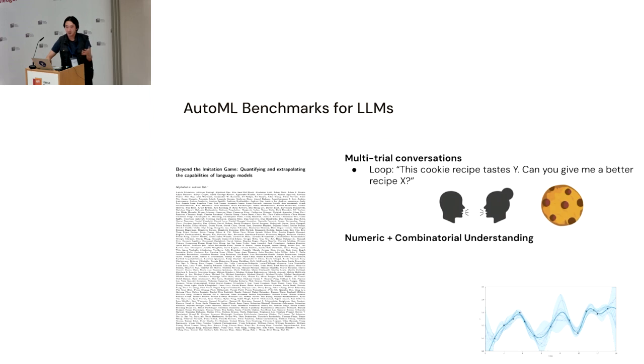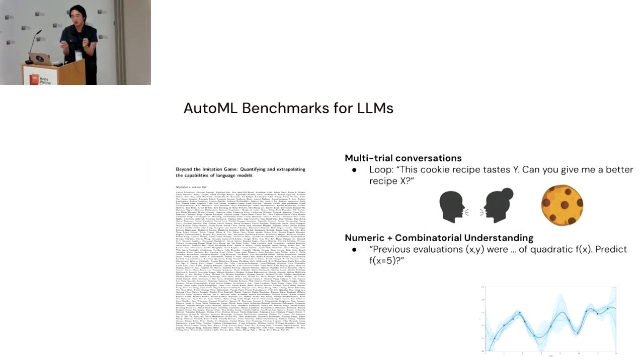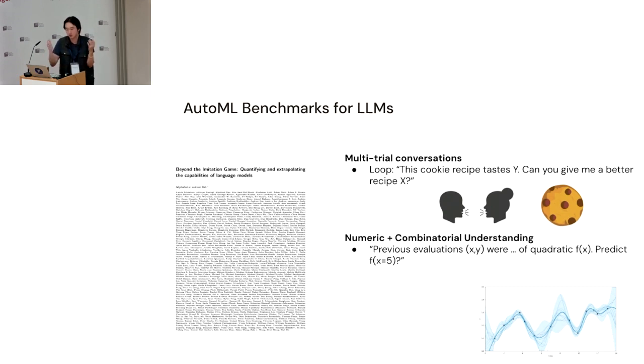Another case would be numeric and combinatorial understanding, where you can provide more numeric data, rather than just symbolic math, which is the predominant test bed currently. For example, previous evaluations of some function were this, and that, of some quadratic function. Can you predict the output of this function at x equals 5, let's say? Or even, can you give me a 90% confidence interval on your prediction, right? I don't think LLMs are very good currently at saying how confident they really are about a numeric prediction.